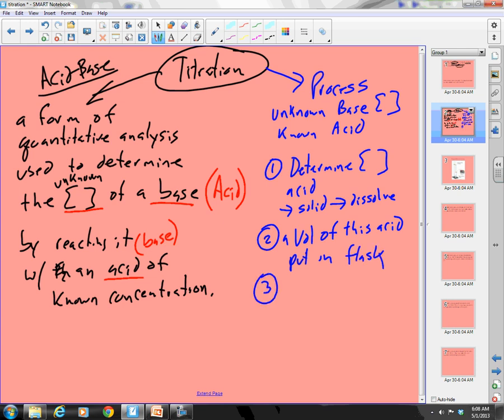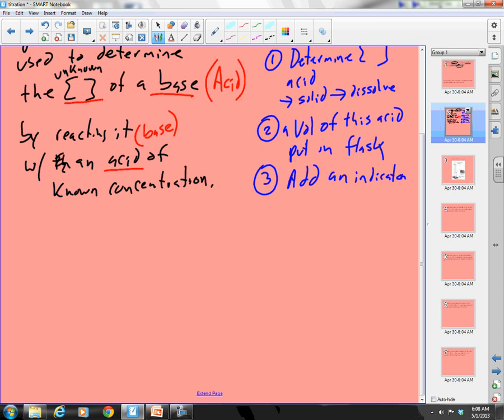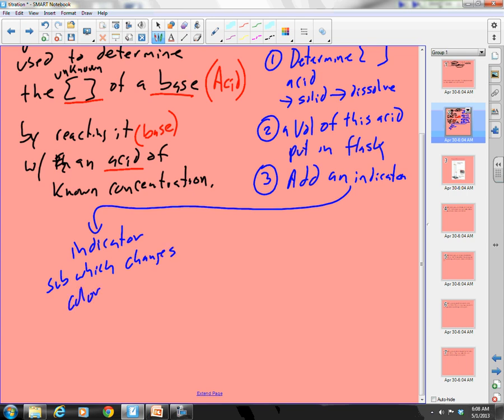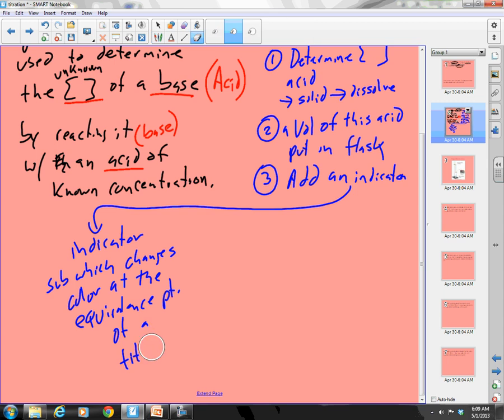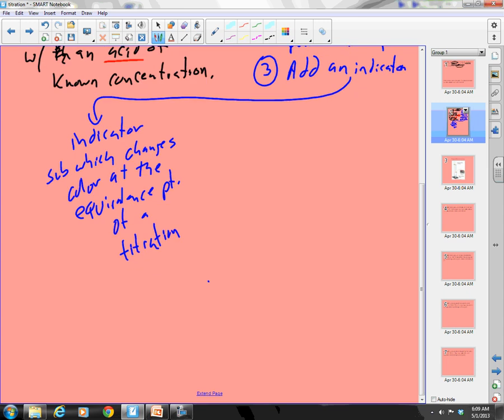And then we want to add an indicator. Well, what's an indicator? An indicator is a substance which changes color at the equivalence point, or close to the equivalence point, of a titration. And that brings us to a new word, equivalence point.